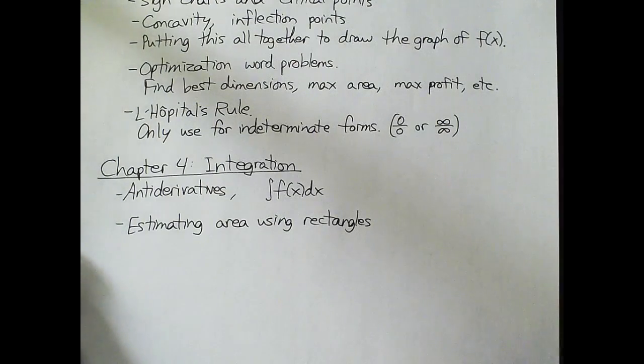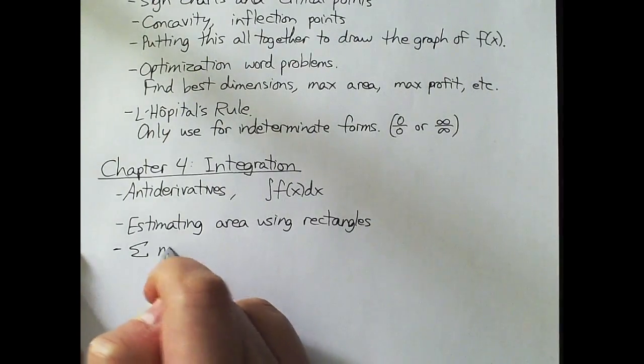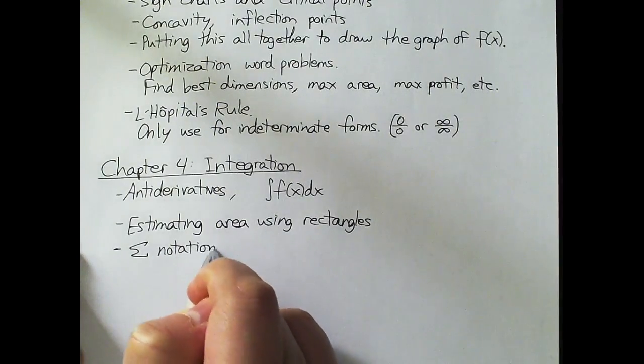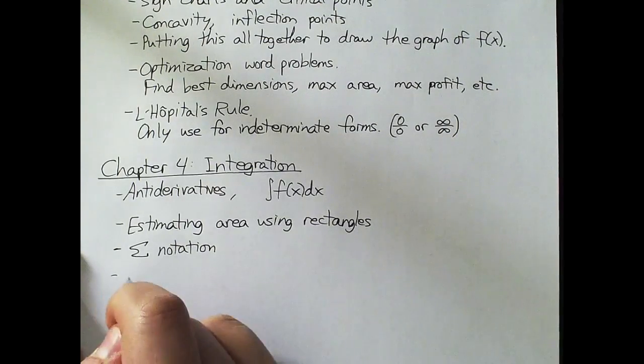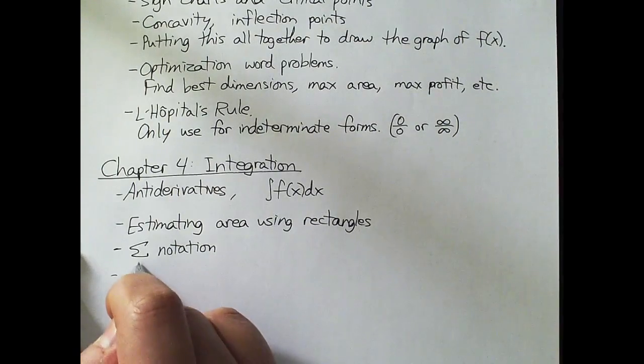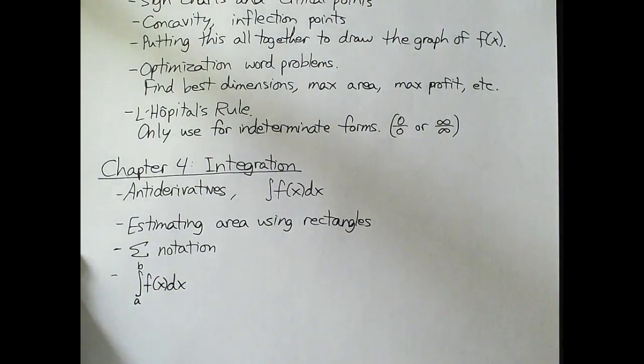Let's see, what else? We had sigma notation. So that's the uppercase Greek letter sigma, and it's a way of writing long sums in a compact form. And then from here, we were able to start talking about definite integrals. And you should know that this gets you the exact area under the curve.